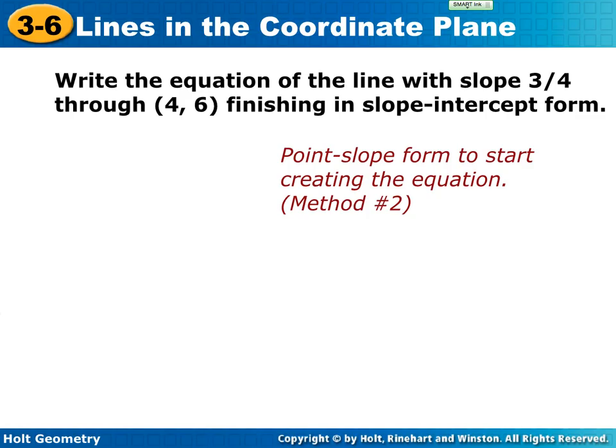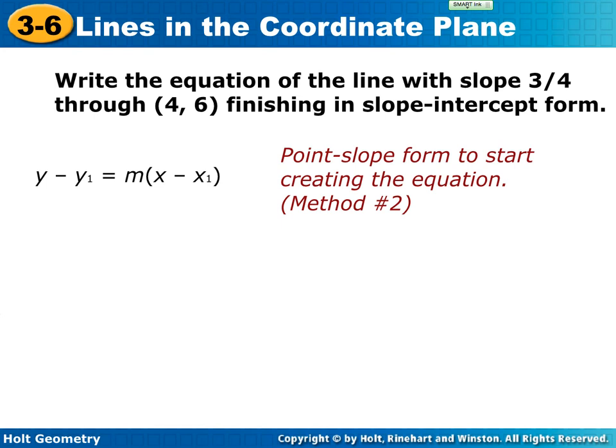All right, so we did all those types. Now let's kind of mix it up a little bit. Write the equation of the line. The slope is 3/4, and it has to go through the point 4, 6. I want you to finish in slope-intercept form, but let's start with point slope because that's what we have. We have a point and we have the slope. So again, you can write in your notes if you want some examples, and I think it would be good to have some examples. So start with point slope.